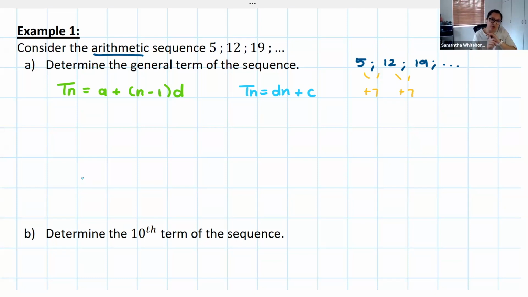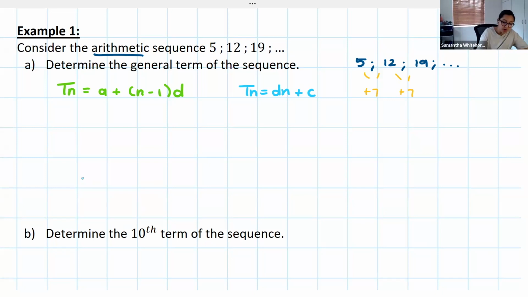Some teachers I know do prefer you use the one in green, so the Tn = a + (n - 1)d. I personally, it makes no difference to me. And when it comes to finals, both of them are going to be marked right. So it is up to you, but obviously if your teacher is quite strict about what you can and can't use, go with one you're comfortable with. But I will show you both just so that you can see both work, and then you can decide what you want to do.